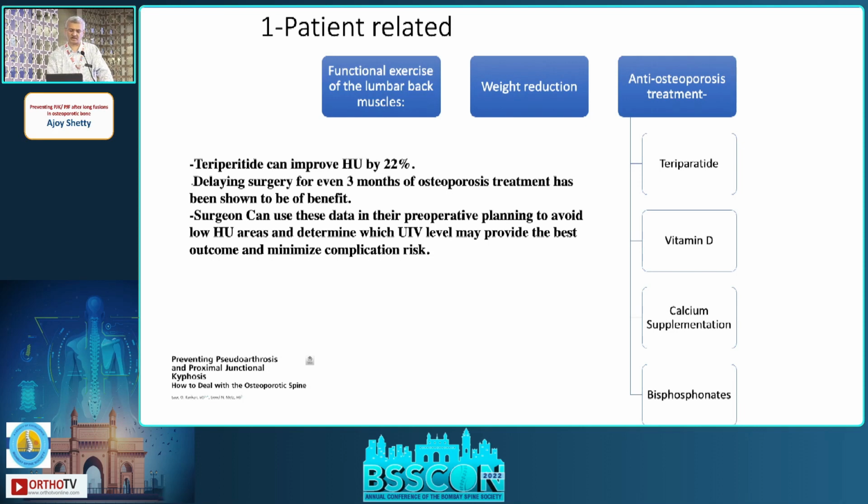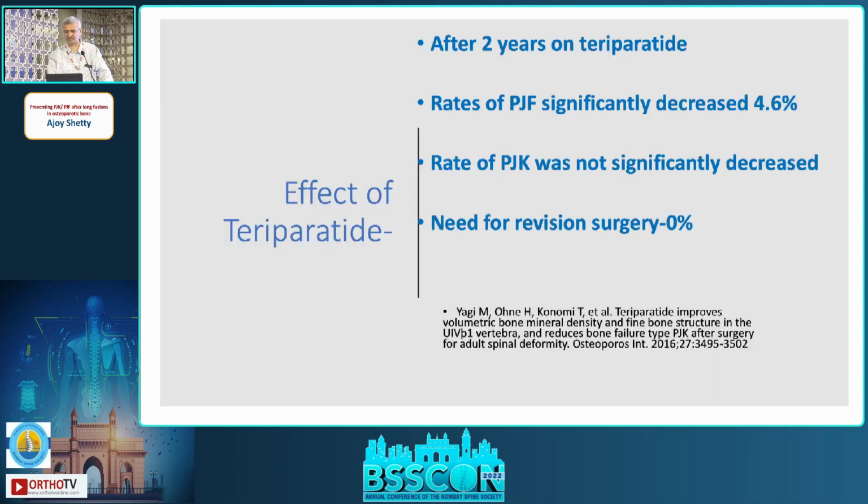Teriparatide improves the Hounsfield unit by about 22%. It's important that whenever you start teriparatide, whenever possible, it's better to delay the surgery for at least 3 months. Also, regarding the data on low Hounsfield units, you can avoid it by using a vertebra which has more than 150 Hounsfield units, especially as you go into the upper thoracic spine, using a vertebra which has better Hounsfield units as the end point of your fixation points.